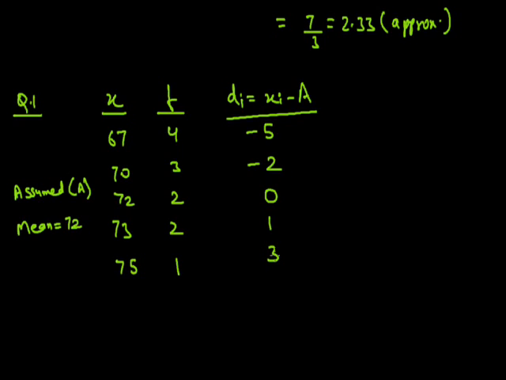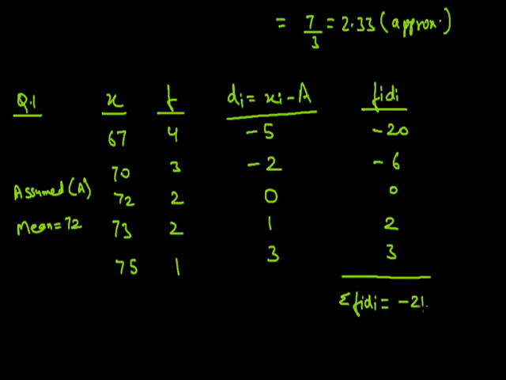So I have got these values of di, and accordingly now I will find the value of fi di. So fi di means I multiply the frequency with the deviation, that is 4 into minus 5, so I will get minus 20. 3 into minus 2, I will get minus 6, then 0, 2 and 3. And now I will do the summation of fi di, and I will get the value as minus 21.